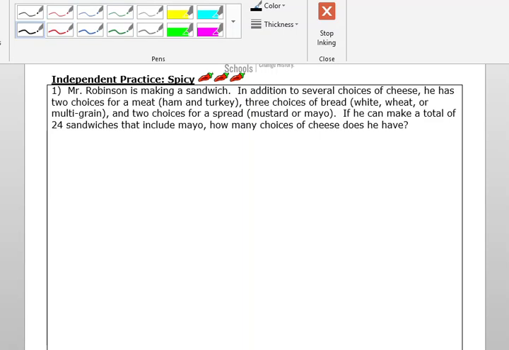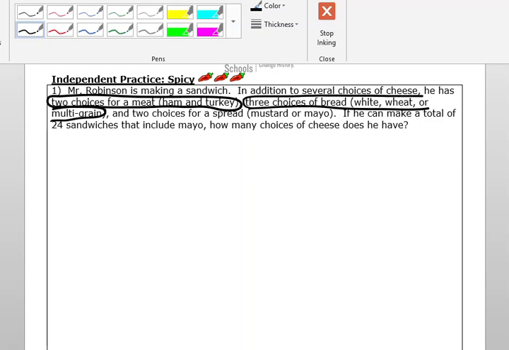All right. Mr. Robinson is making a sandwich. In addition to several choices of cheese, he has 2 choices for a meat, ham and turkey, 3 choices for a bread, white, wheat, or multigrain, and 2 choices for a spread, mustard or mayo. If he can make a total of 24 sandwiches that include mayo, how many choices of cheese does he have?